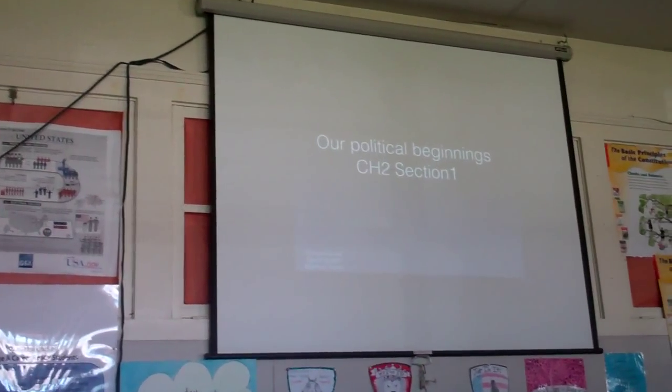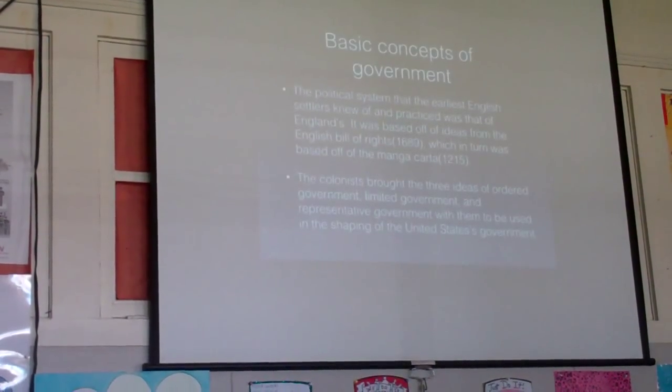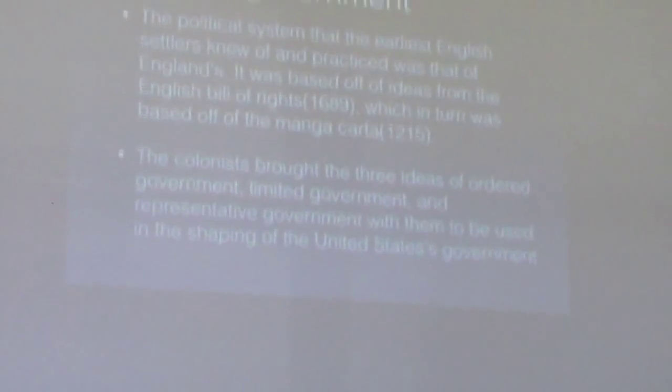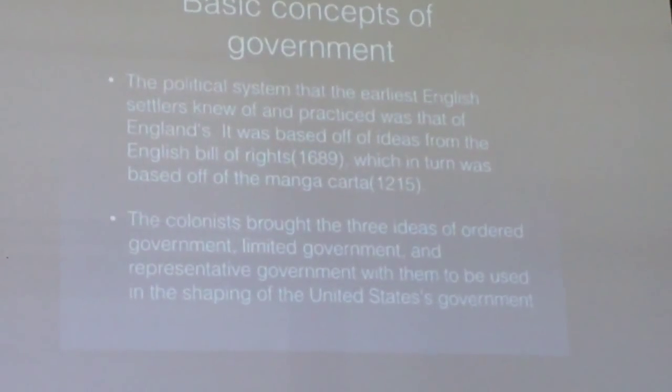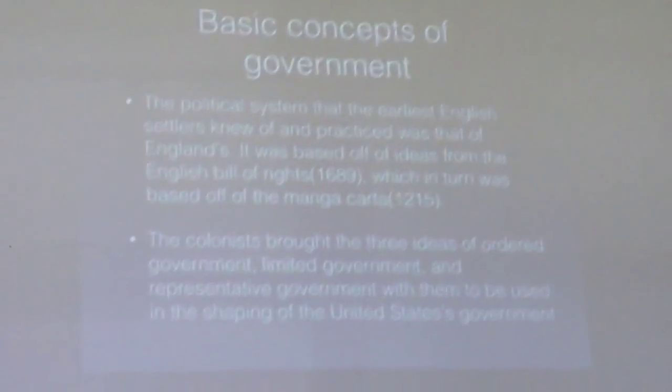So we have chapter 2, section 1, our political beginnings. Basic concepts of government. The political system that the earliest English settlers knew of and practiced was that of England. It was based off the ideas from the English Bill of Rights in 1689, which in turn was based off of the Magna Carta from 1215.